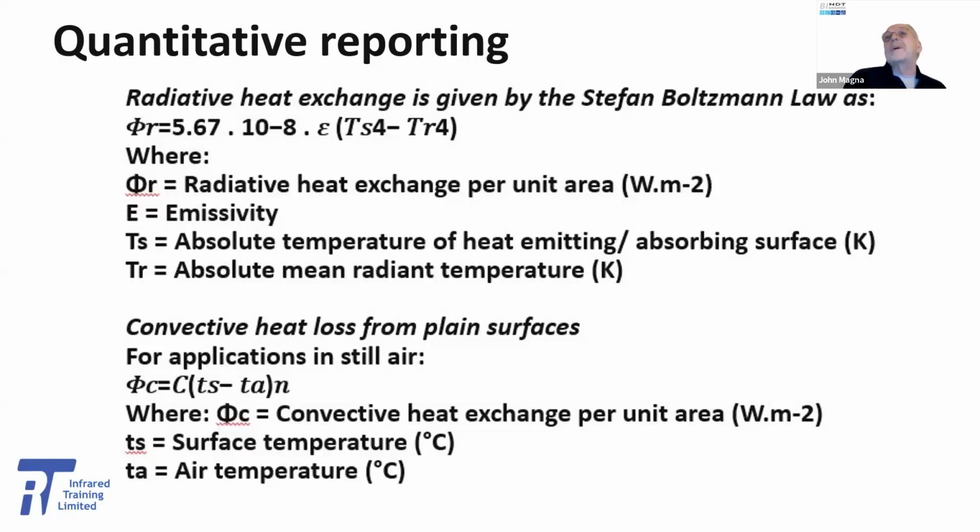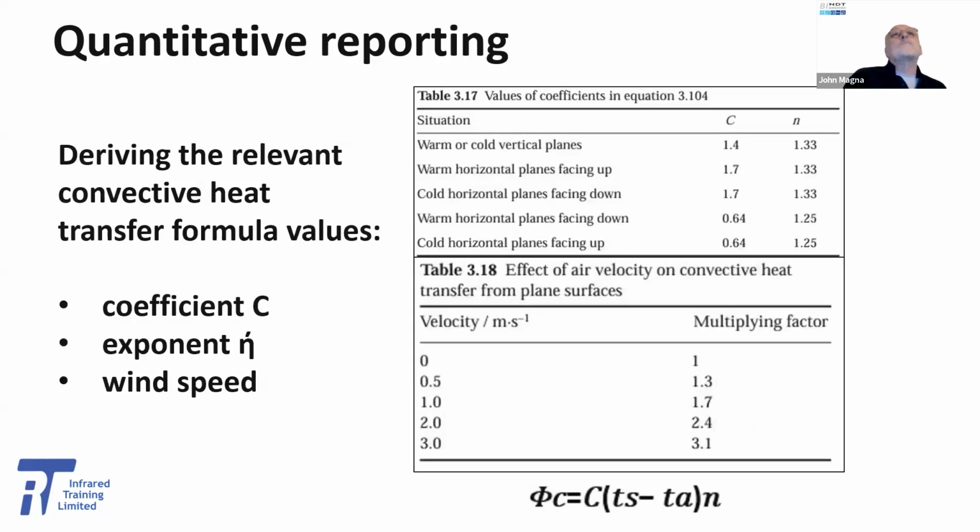And convective heat exchange is given by Newton's law of cooling, where the heat exchange in watts per meter squared is found by multiplying C, the coefficient of convection, by the temperature difference of the surface to that of the bulk air temperature somewhere away from the surface, to the power of the exponent eta, the Greek letter eta, which looks like an N with a tail. And then we derive the specific relevant coefficients of convection C, the exponent eta, plus wind speed, by using table values from CIBSE 3.3.4.